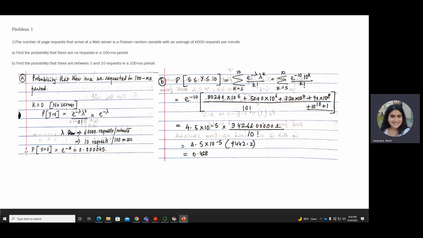it might be very important for us to find out the probability that there are no requests sent in a certain period of time. That means the system is idle. And if there are like 5 to 10 requests in a certain period of time, that means there is light traffic in that specific channel. So these things are kind of important. We are not just calculating them just for fun. These are practical problems that we face.